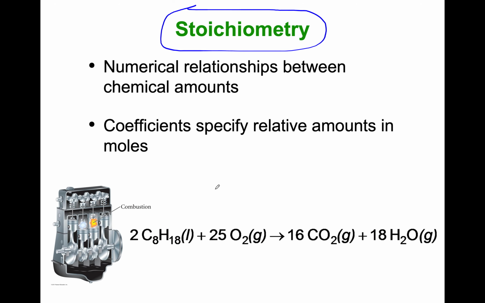So a pretty classic example here is octane in our cars, and you probably have heard carbon dioxide is a really popular thing to talk about. How much carbon dioxide is being produced? Right now people are driving less, so less carbon dioxide is being produced, but you can calculate this, okay?